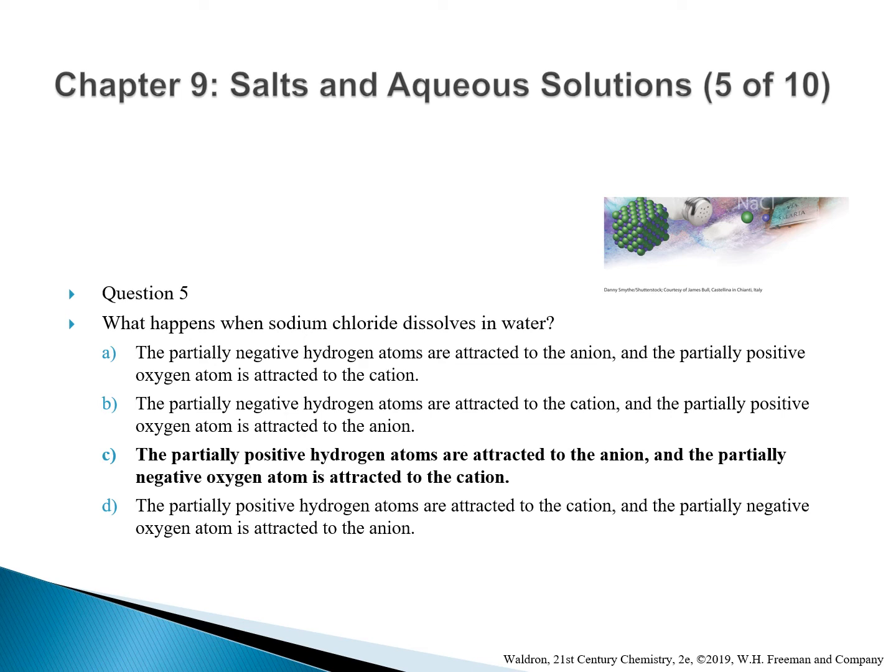The correct answer is C. The partially positive hydrogen atoms are attracted to the anion, and the partially negative oxygen atom is attracted to the cation. Please refer back to the figure on slide number 9 for information.